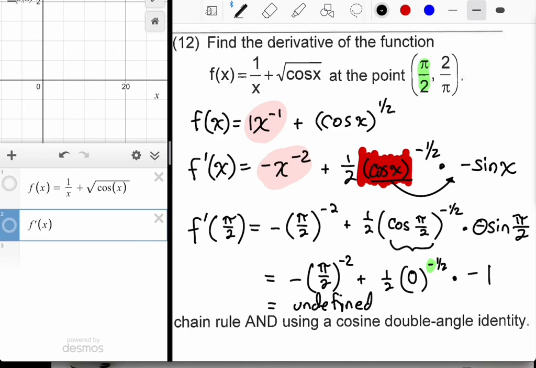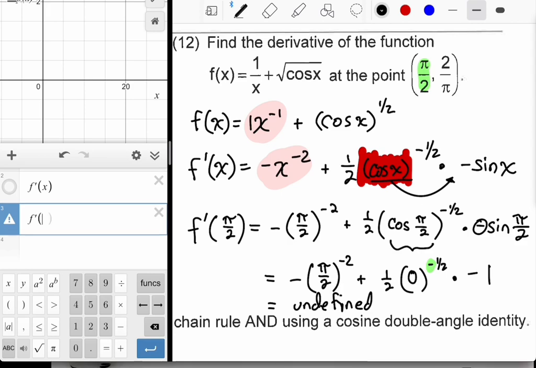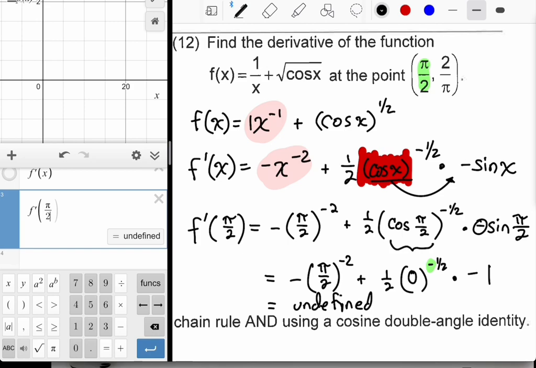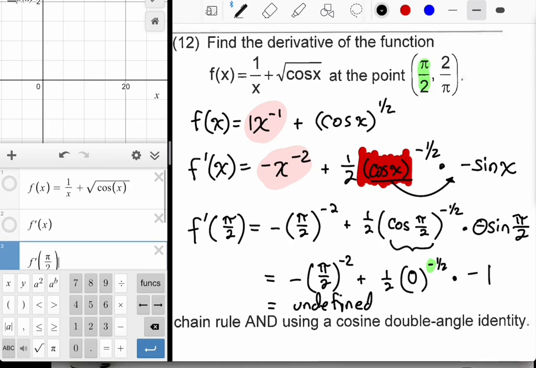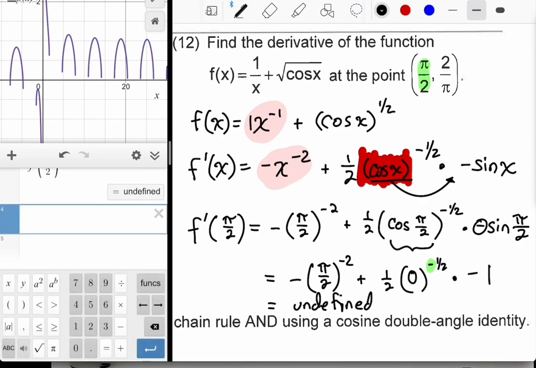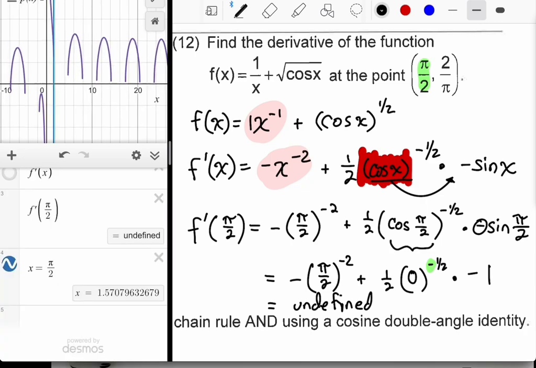We're here to determine what f prime of pi over 2 would be. And it says undefined. So that's great. Verifies our answer on paper. But then let's take a look at the function itself when x is equal to pi over 2. So let's type in x equals pi over 2 and see what's going on there. I know it's kind of tough to see, so I'll bring it in.